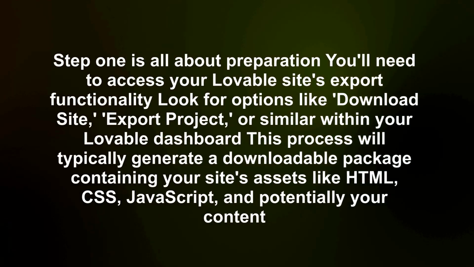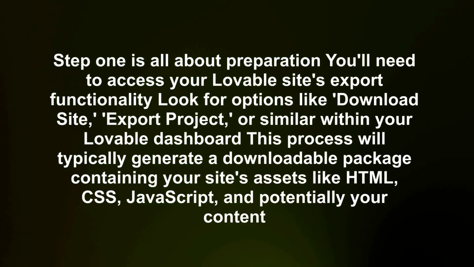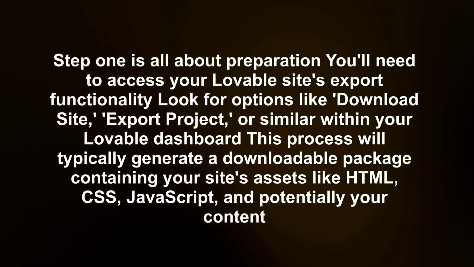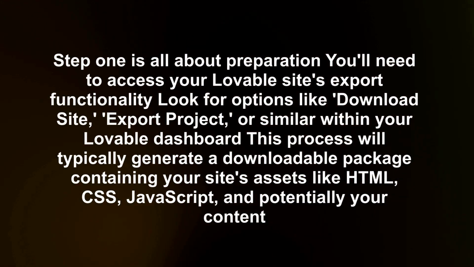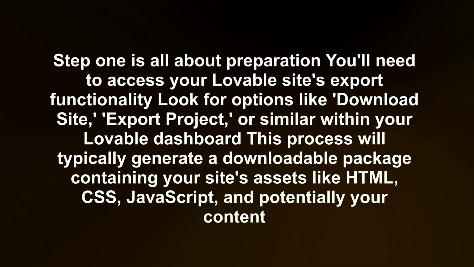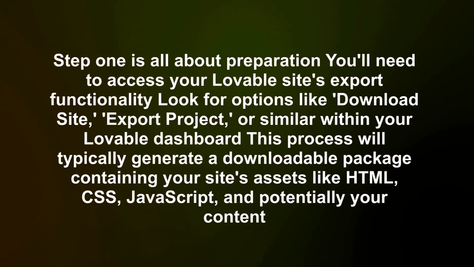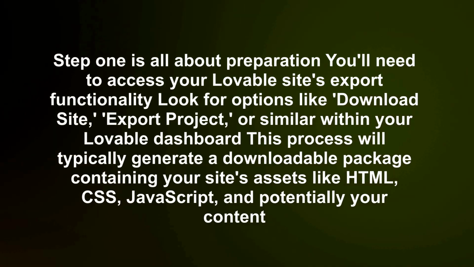Step 1 is all about preparation. You'll need to access your Lovable site's export functionality. Look for options like Download Site, Export Project, or similar within your Lovable dashboard. This process will typically generate a downloadable package containing your site's assets like HTML, CSS, JavaScript, and potentially your content.